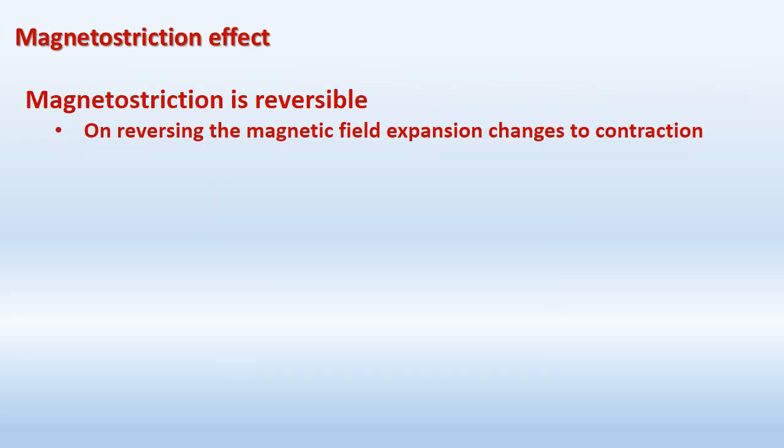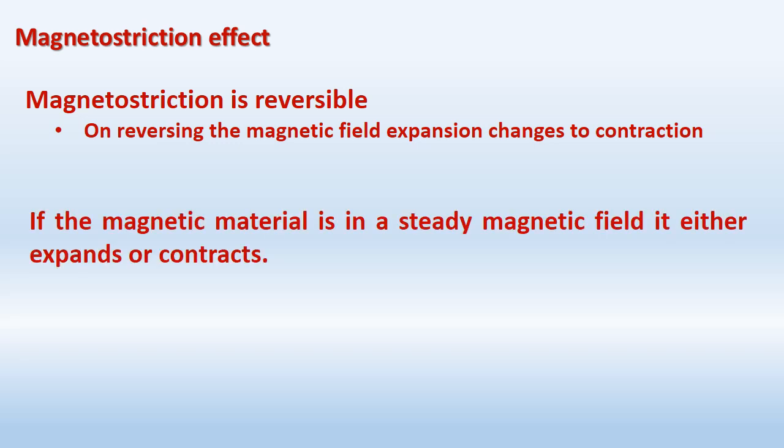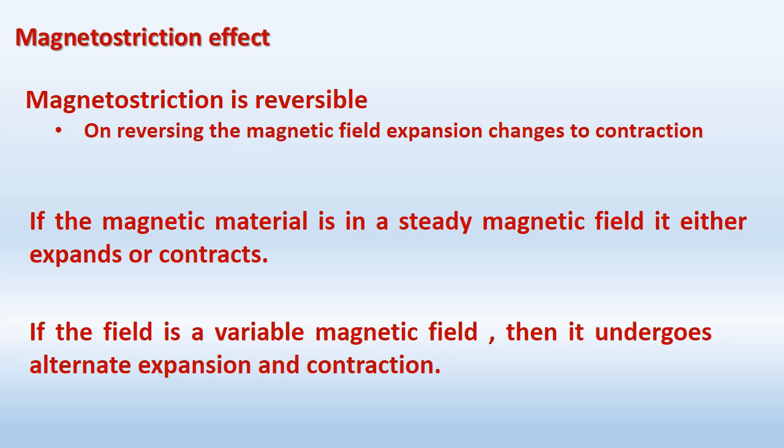Magnetostriction effect is reversible. On reversing the field, the expansion will change to contraction. If the magnetic field is steady, it will either expand or contract. But if the field is a variable field, it will be undergoing alternate contraction and expansion. And this contraction and expansion of a ferromagnetic material in a magnetic field is utilized for creating ultrasonic waves. We will see how ultrasonic wave is generated.